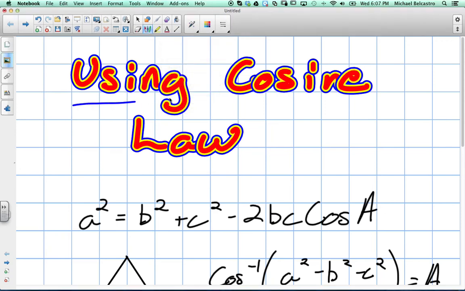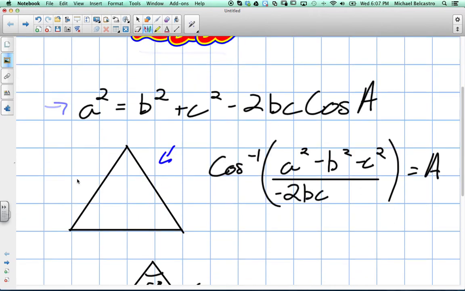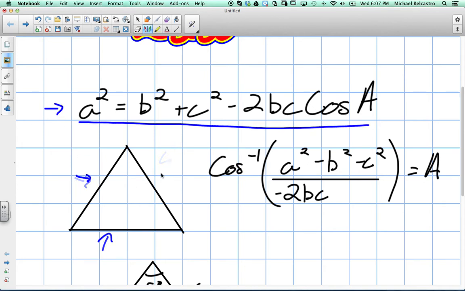Okay, we're going to work on using cosine law. Here's one version of cosine law. And they might show you three different versions. The reason there would be three different versions is because in a triangle, you can be solving for three different sides. But really, you don't need to memorize all three. You could just memorize one of the versions, and then work on renaming your triangle with different names.